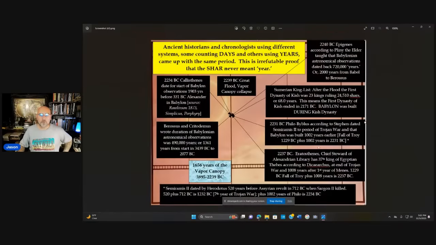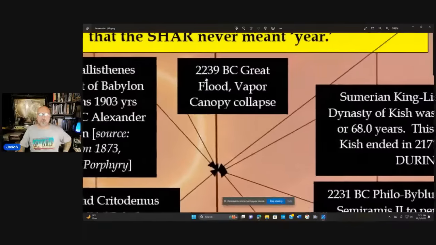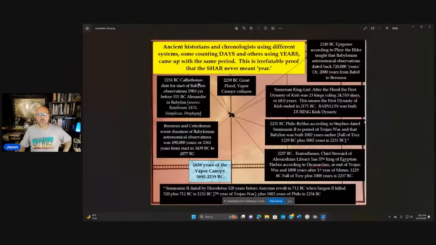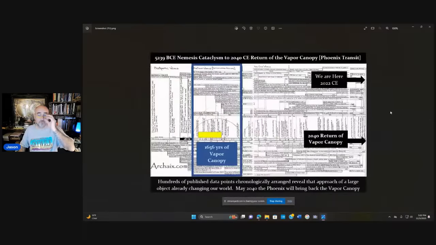So here's a bunch of ancient calendar sources, ancient texts and historians that all verify that the Great Flood happened in 2239 BC. This is very important because these are not modern authors. All these right here are ancient authors. And when you use the calendars that were known to them in their life, those calendars all equal up to our year of 2239 BC. Again, this is an overview. You need to go through the presentations to see that.